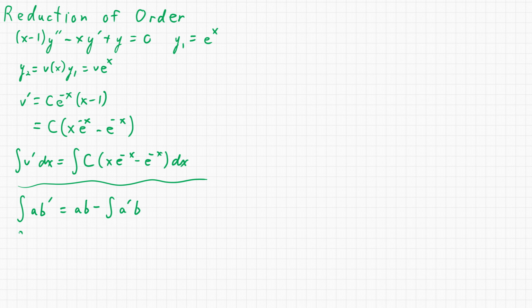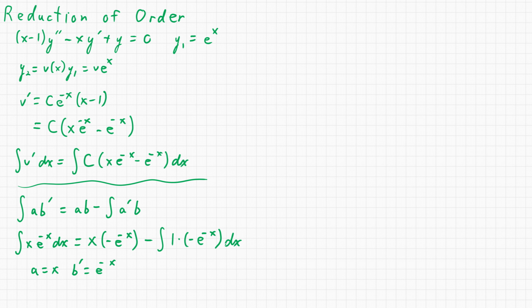And so I'm trying to integrate the x e to the negative x term dx. Well, I'm going to pick my a equal to x and my b prime equal to e to the negative x. Then a b is x times the integral of e to the negative x, which ends up being negative e to the negative x. And then I have my minus integral a prime b, so the derivative of x is 1, and I have my b already, which was negative e to the negative x dx.